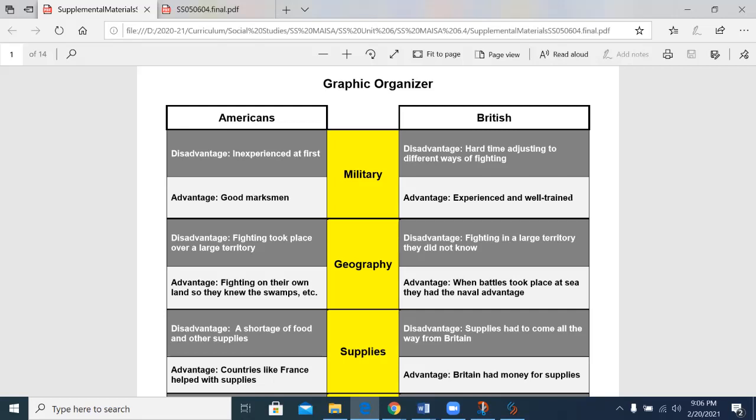British disadvantage, they had a hard time adjusting to fighting different ways. A lot of European battle strategy was let's line up, we'll charge towards each other, fire some volleys, a bunch of people die, and then we'll get up and we'll fire the next round. It was very much a suicidal way of fighting a war. You were going to lose most of your soldiers at some point.